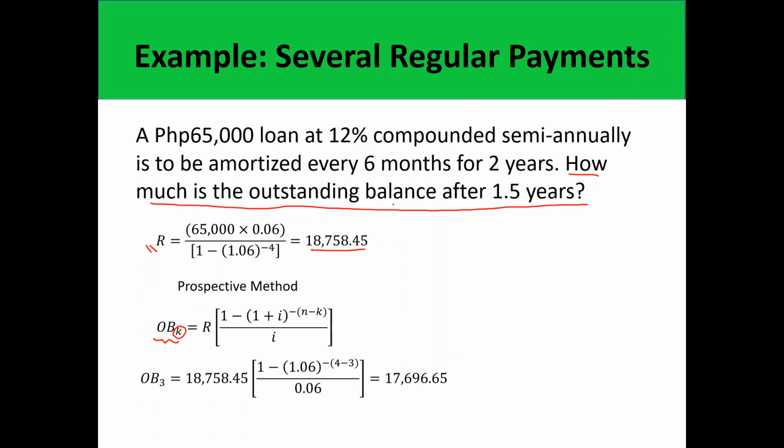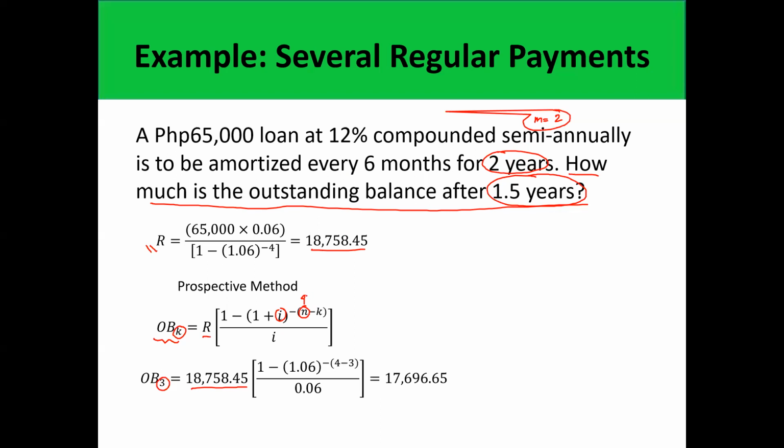In this case, if we are looking for the outstanding balance after 1.5 years, that's going to be the value of M times this 1.5, which is 3. So that means after 1.5 years, there are 3 payments already. And then the value of R is 18,758.45. I is 0.06. And then N is equal to 4 because remember in this problem, if we need to finish paying in 2 years, that's going to be the frequency of conversion times 2 years, which is 4.